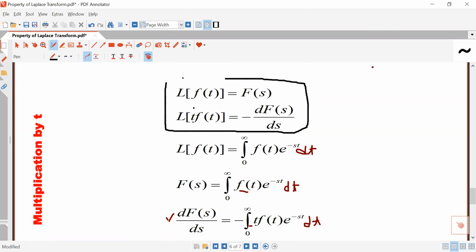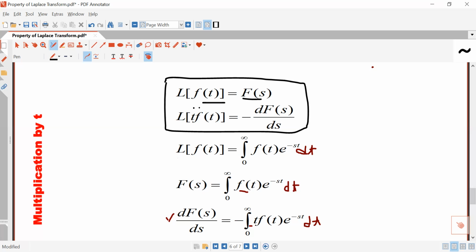So this is the first statement. If the Laplace transform of any function f(t) is known, which is equal to F(s), then by using this property you can easily determine the Laplace transform of t f(t). The Laplace transform of t f(t) will be equal to the differentiation of F(s) with respect to s, with a negative sign. So by differentiating this F(s) with respect to s, you can get the Laplace transform of t f(t).